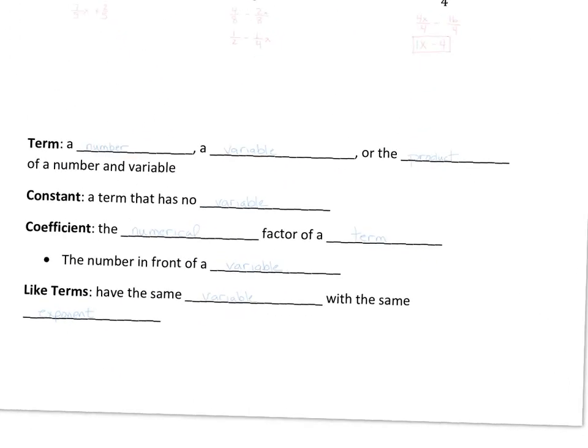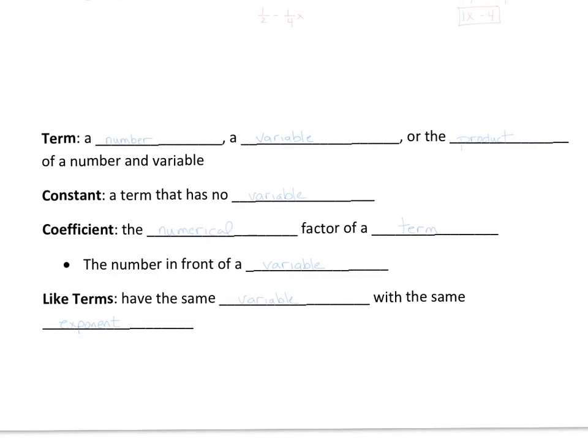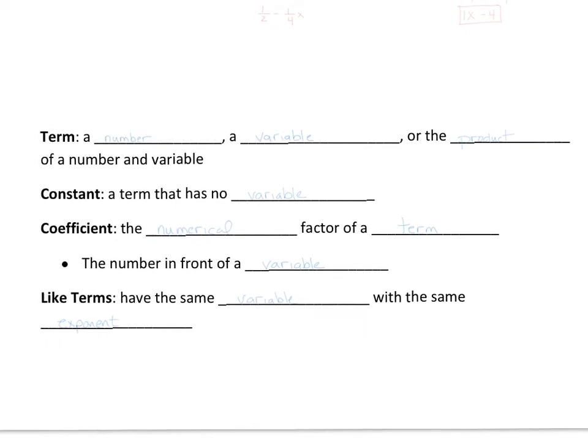All right, now we have a little vocab here, okay? We have what's called a term. A term is simply a number, a variable, or a product. Product means multiply. A number and a variable. So again, a number, a variable, or when we multiply them.